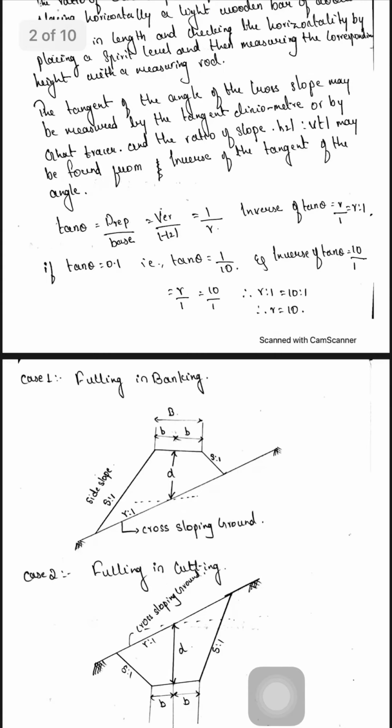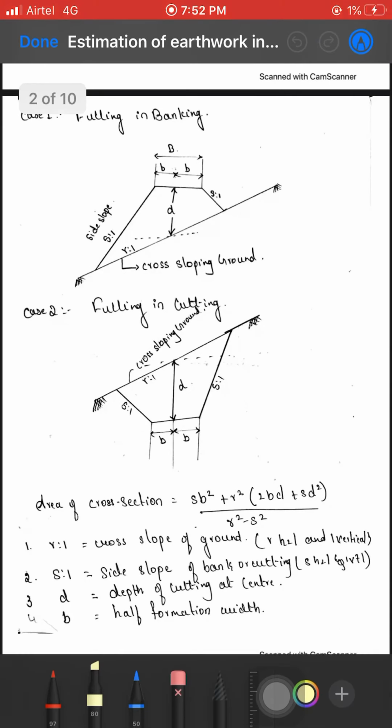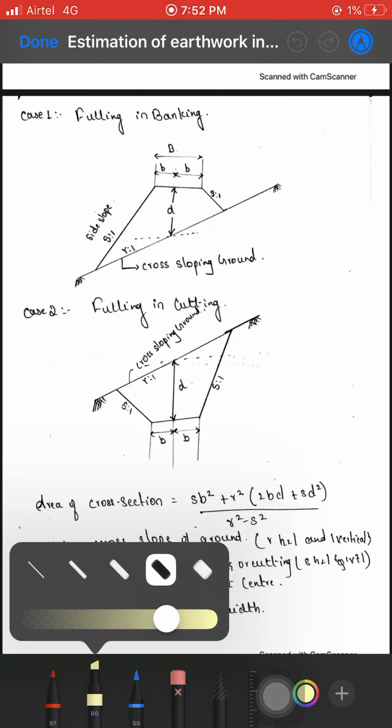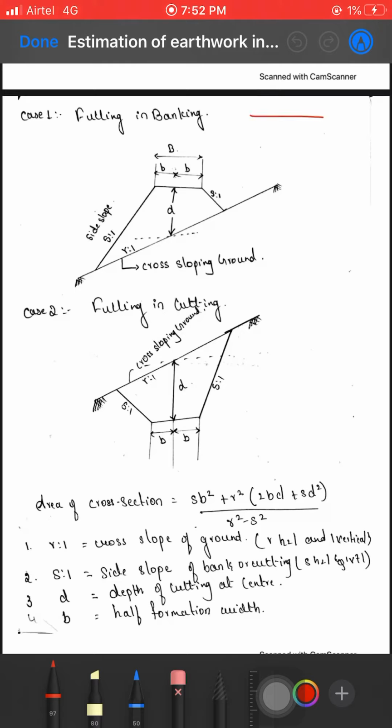Going to the first case, as you can see on the screen, the first case shows fully in banking. Here you can see we have the average depth or the central depth, which is denoted by D. This is the side slope, S is to 1. Capital B is the full formation width and small b is the half formation width, and R is to 1 represents the cross slope. Next, coming to fully in cutting, you can see the section fully in cutting.